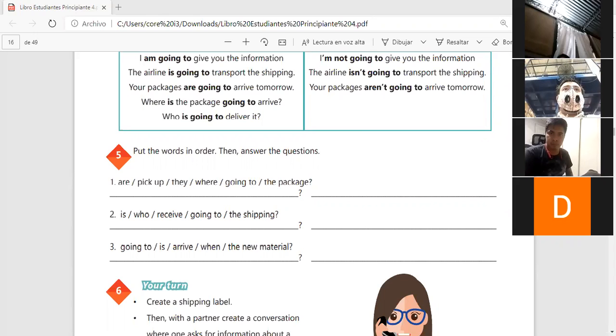We're talking about the new material. Okay, so that is a subject. When is the new material going to arrive? Perfect. So when is the new material going to arrive? And that is the question. Yes? So you always use the subject before you say going to. Always, always, always.